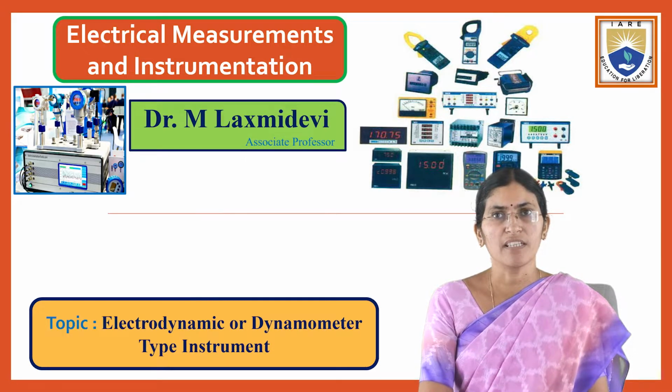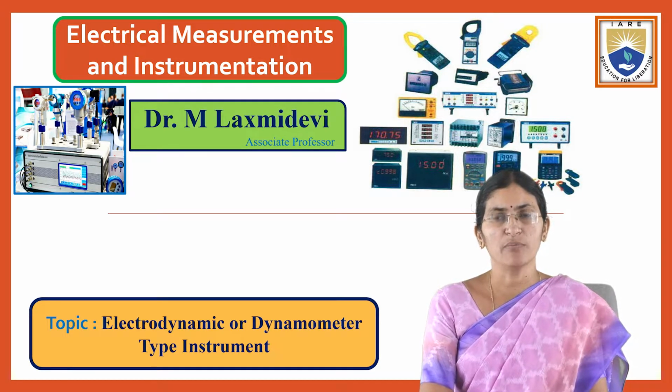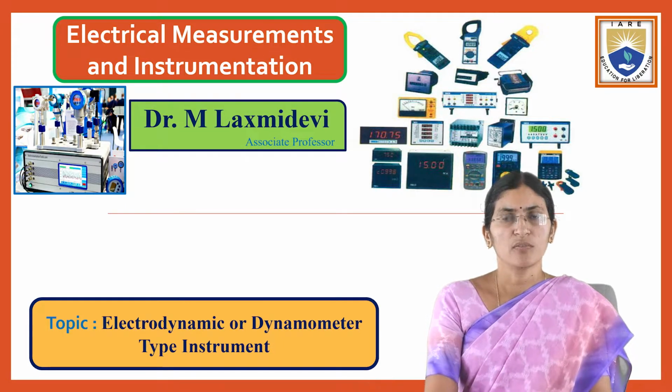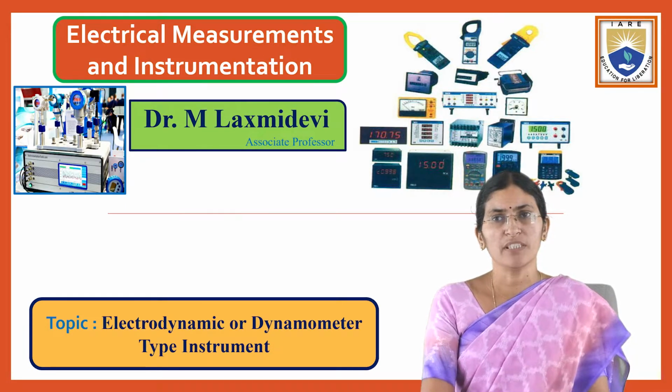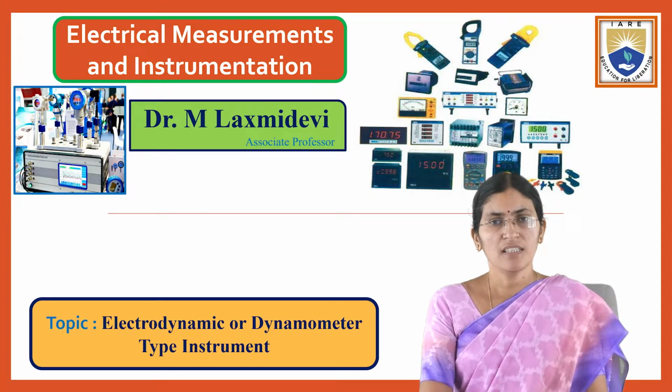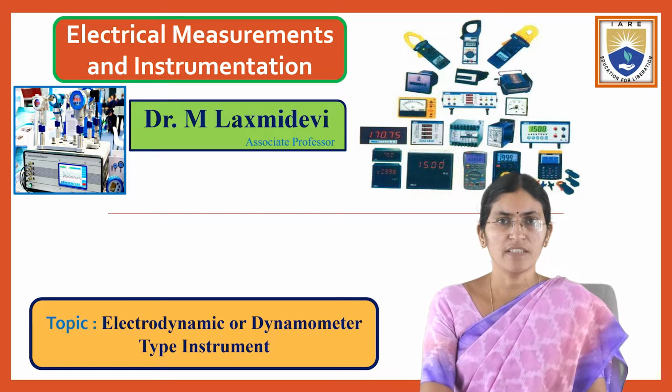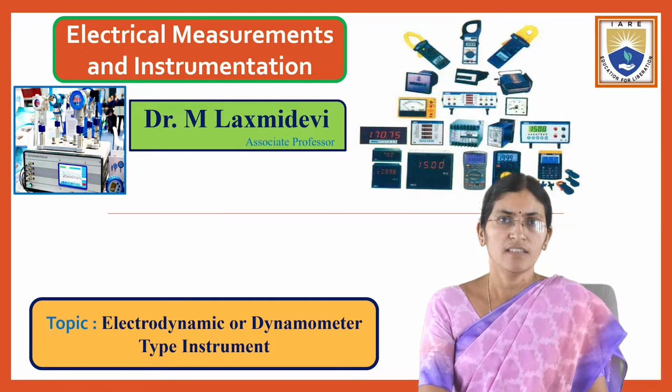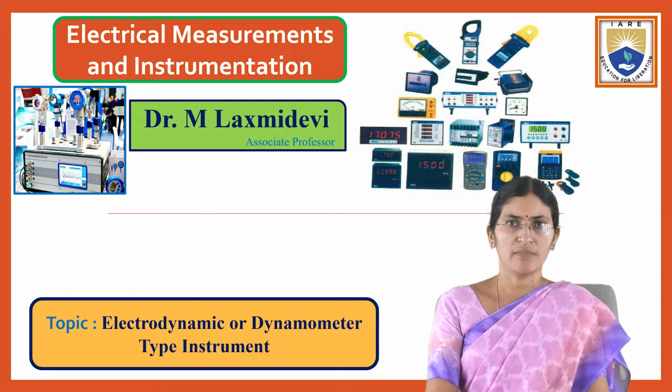In today's class, we will see electrodynamic or dynamometer type instruments. So here, related to dynamometer type instruments, we will see first operating principle, then construction. Apart from construction and operating principle, we will also discuss its torque equation and then advantages and disadvantages.